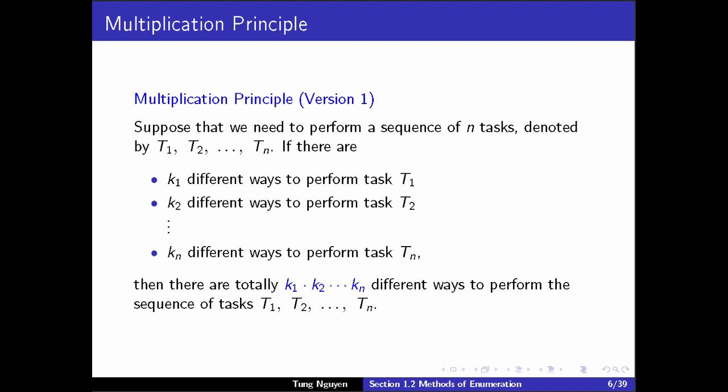And this result can be seen quite easily if you draw a tree diagram. You can do this with small values of k1, k2, k3. It's easy to verify that.